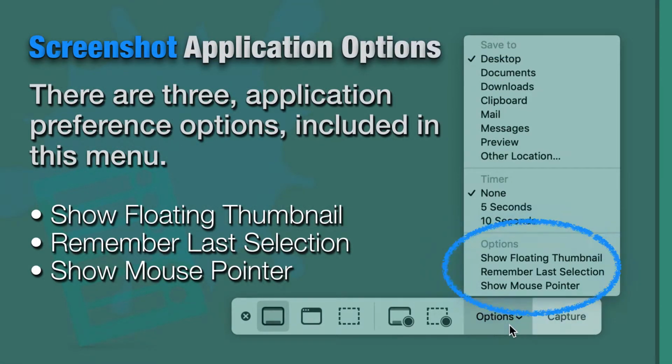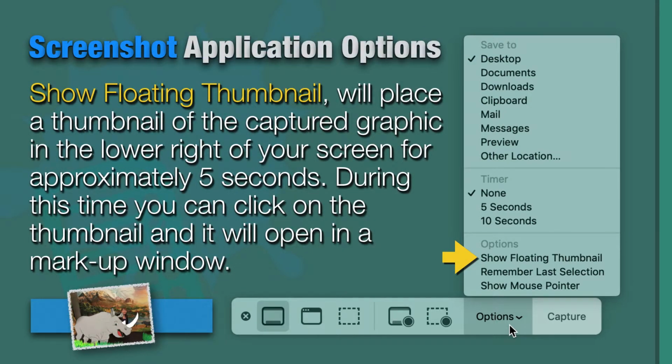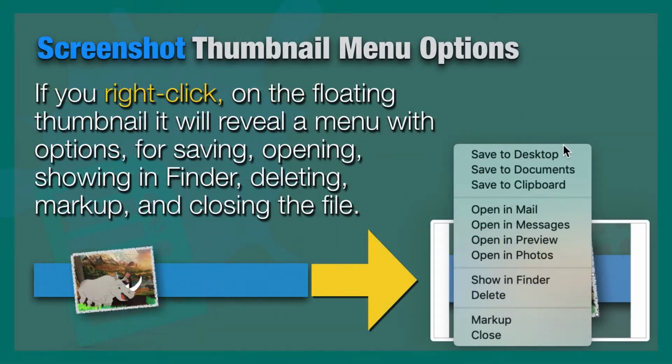There are 3 application preference options included in this menu. Show floating thumbnail. Remember last selection. Show mouse pointer. Show floating thumbnail will place a thumbnail of the captured graphic in the lower right of your screen for approximately 5 seconds. During this time you can click on the thumbnail and it will open in a markup window. If you right-click on the floating thumbnail, it will reveal a menu with options for saving, opening, showing in Finder, deleting, markup, and closing the file.